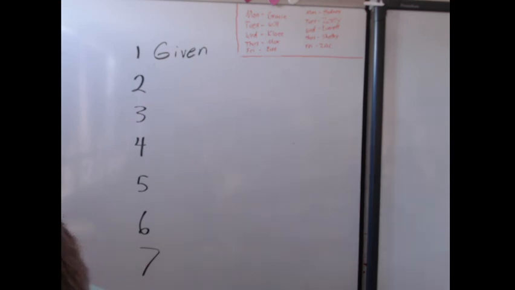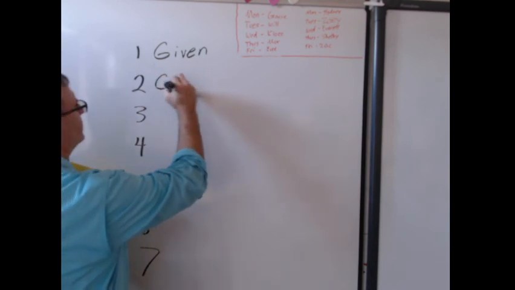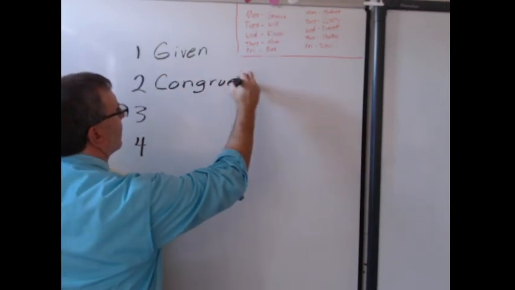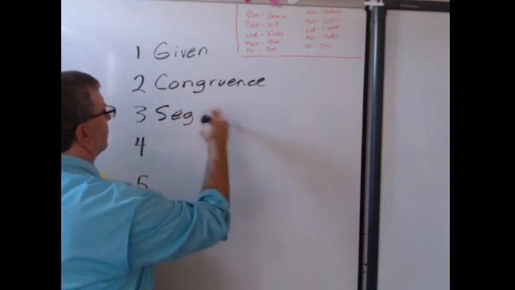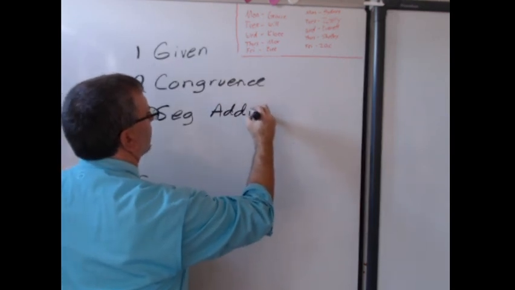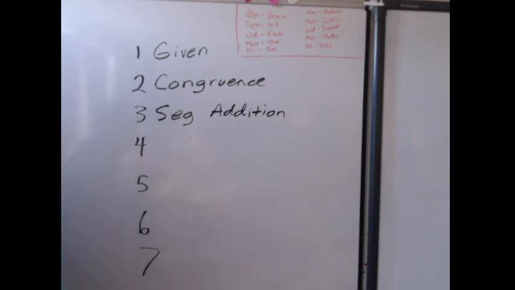Okay, on number 1, we obviously know it's given. Let's see if you're catching on. What is number 2? Definition of congruence. Very good. Congruence. Okay. Number 3. What are we doing there? Segment addition. Number 4. Y'all are doing very well so far. Substitution.